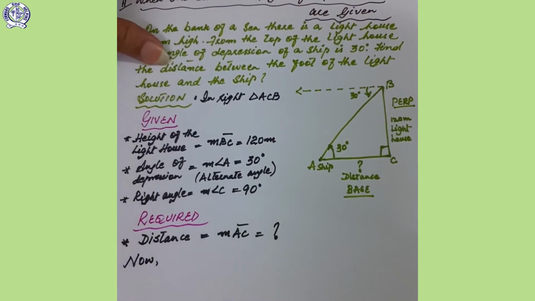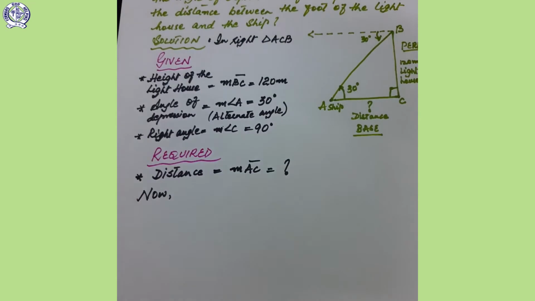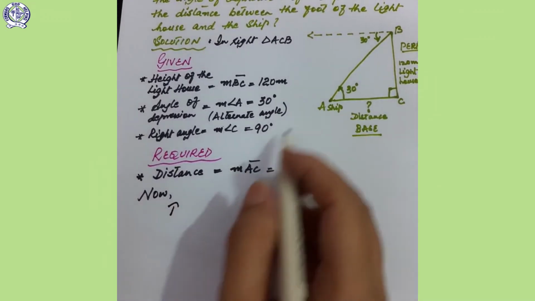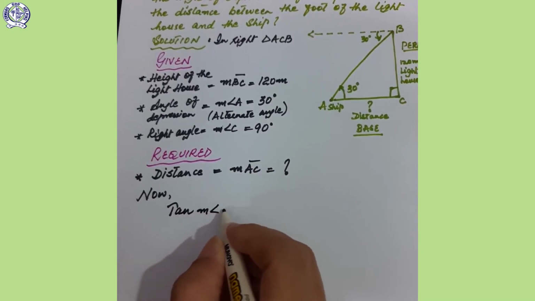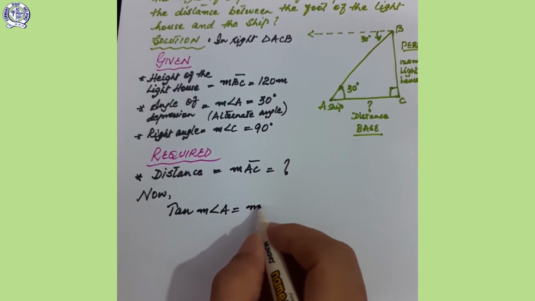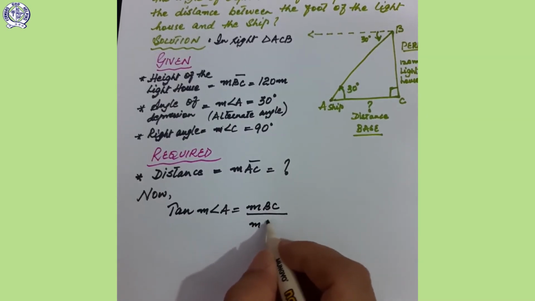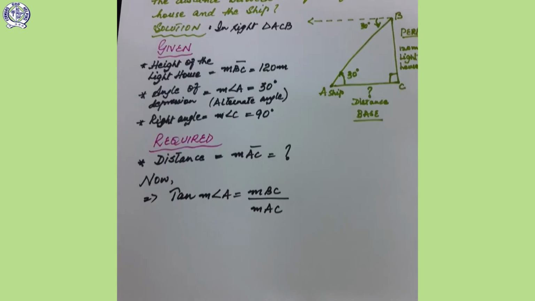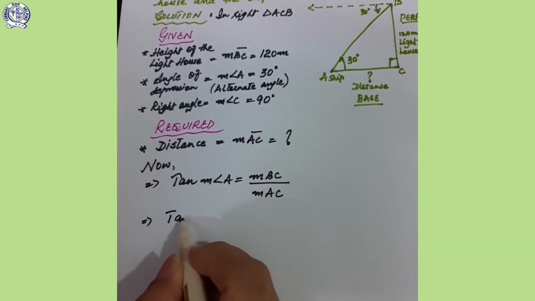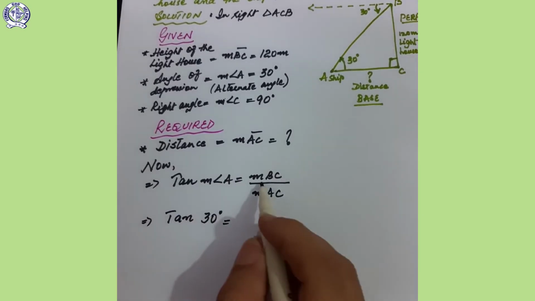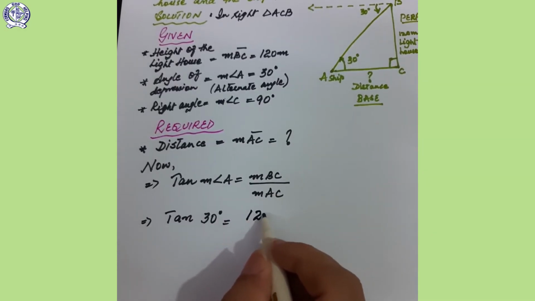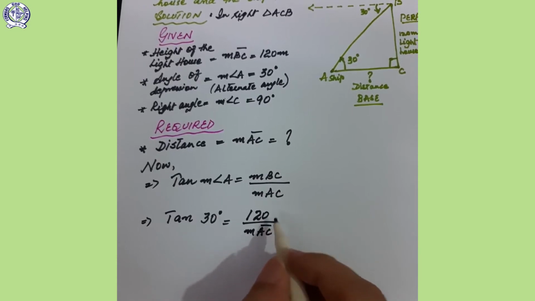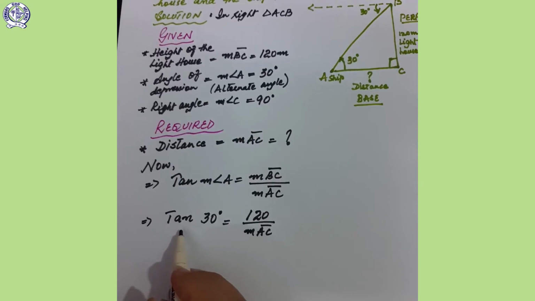Now we will apply the suitable trigonometric ratio. So you know that tangent theta is equal to perpendicular upon base. Instead of theta we will write angle A, because we know this angle. Tangent angle A is equal to perpendicular BC upon base AC. Now we will mention the angle, it is 30 degrees. So tan 30 degrees is equal to the given height 120 meters divided by AC, which is not given, as it is. Now we will put the value of 30 degrees. The value of tan 30 degrees is 1 upon under root 3. You have to learn this value. So 1 upon root 3 equals 120 divided by AC.